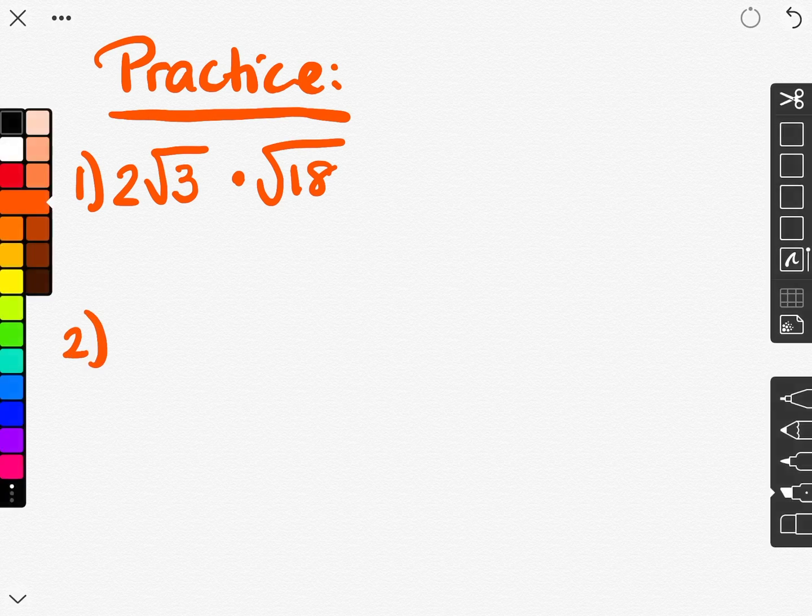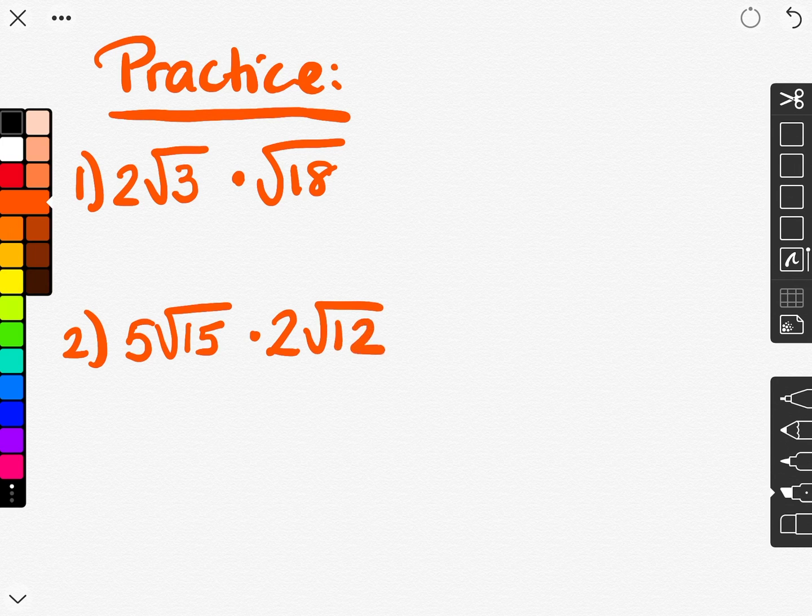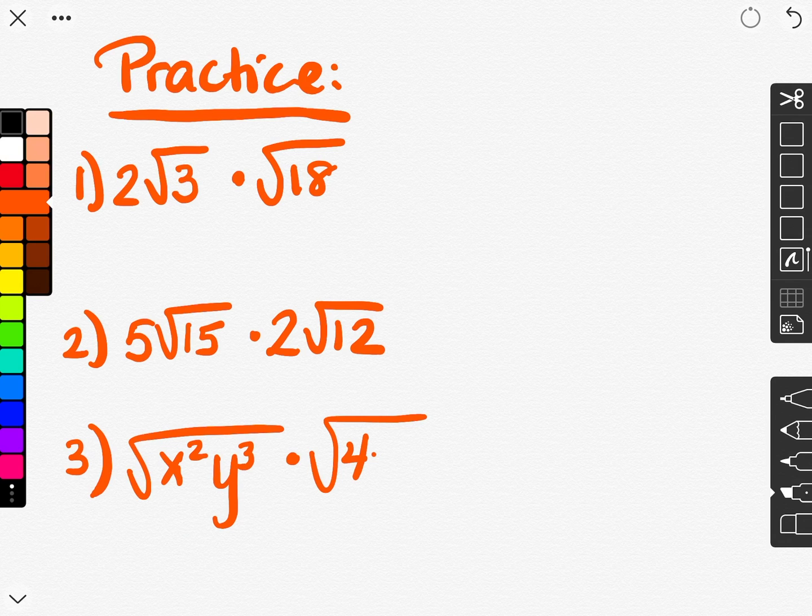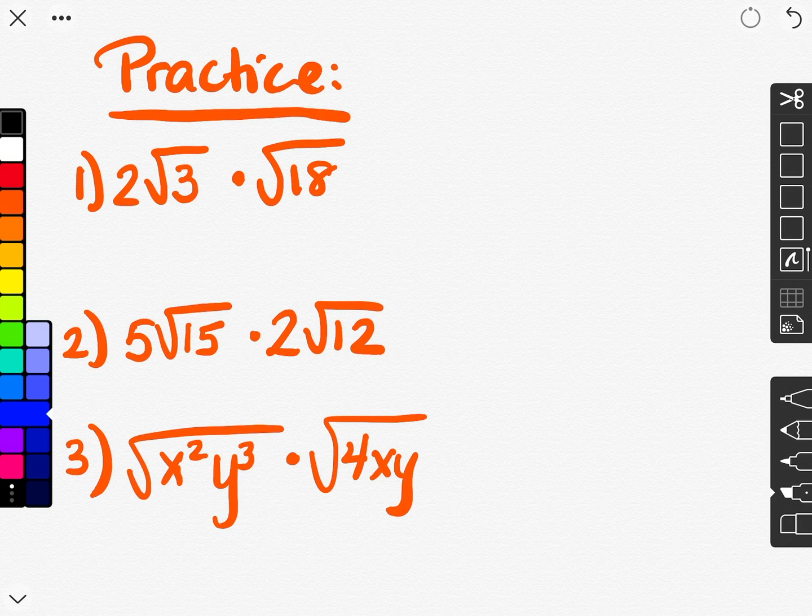Number 2 is 5 root 15 times 2 root 12. And number 3 is going to be x squared y to the third times the square root of 4xy. Now I want you to pause it here, do some of these problems, have Miss Sally and whoever else is in the room check your work, and then when you're ready, hit play again and the answers will be here.